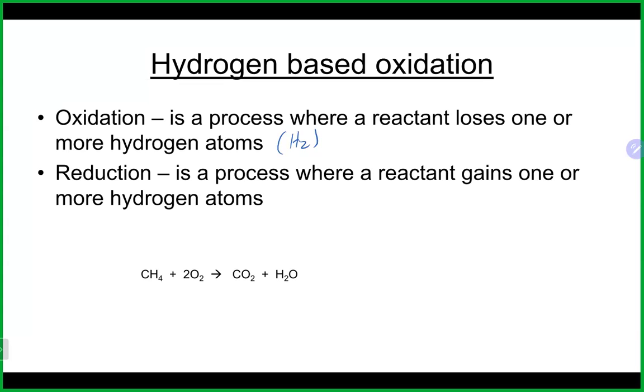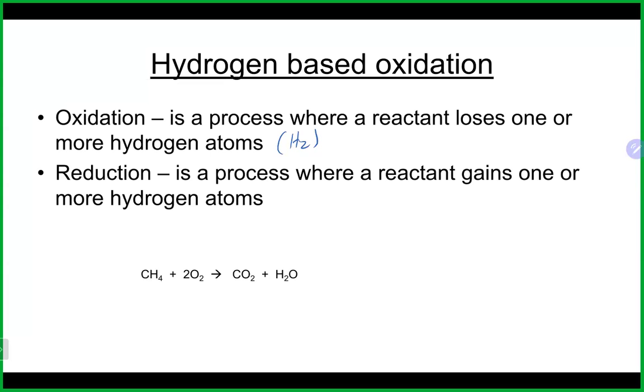Once again, most of the time in sort of non-organic chemistry, we look at the electrons and the losing and gaining. And organic, we'll see that when we get there. Those are very common definitions, hydrogen and oxygen in terms of oxidation and reduction. Any questions on that there?